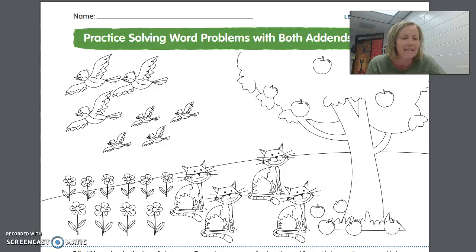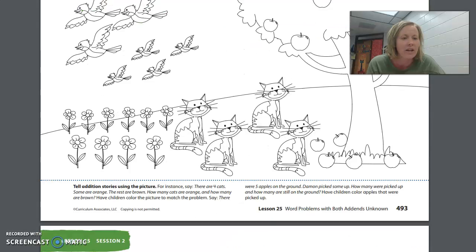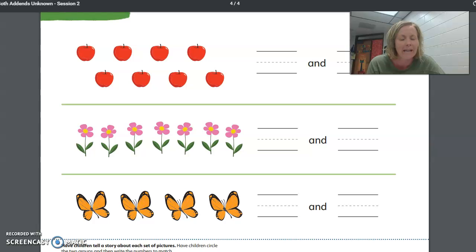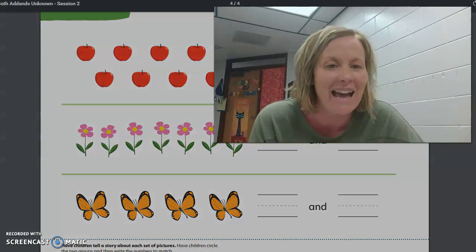All right, now we are going to go to our next workbook page. So we have apples, flowers, and butterflies. You're going to tell a story. You're going to circle some and tell the 2 numbers that equal 8, that equal 7, and that equal 4. Have somebody check that page.